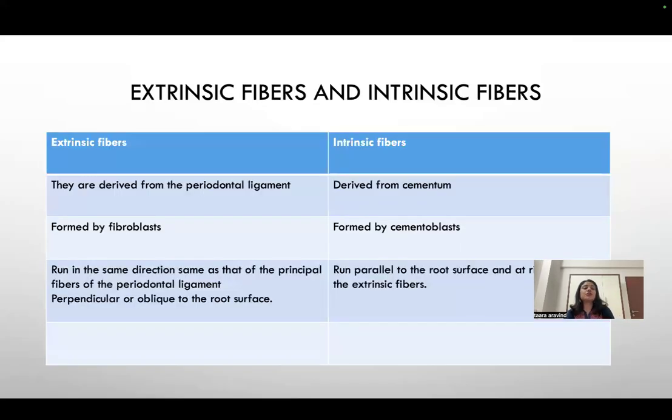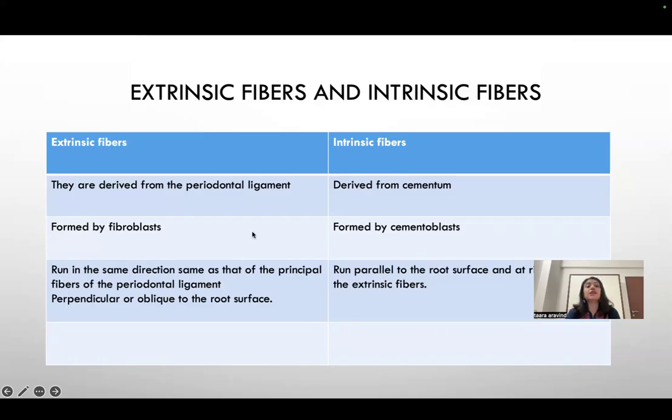So at this stage, I would like to explain the difference between extrinsic fibers and intrinsic fibers. As we move ahead, these terms come up very often. So what do we mean by extrinsic and intrinsic fibers? Extrinsic means something outside and intrinsic means something inside. So if the collagen fibers of the cementum are secreted by the cementoblast itself, then they are called intrinsic fibers.